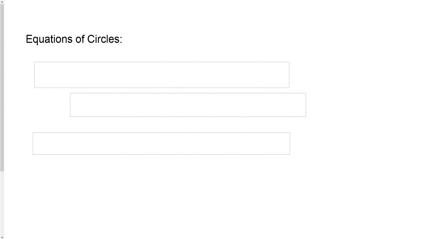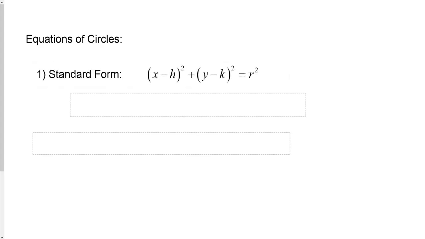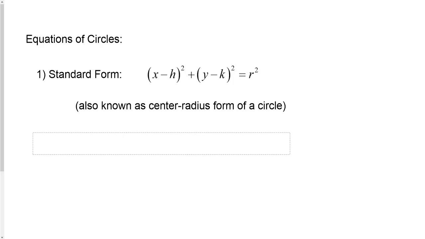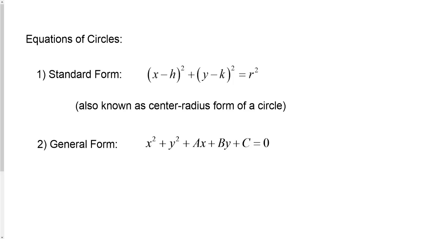There's different equations of circles, but they're all revolving around the same basic equation. So we've identified standard form, and we've looked at that already. That's probably the one you'll work with directly the most. But remember that it is also known as center radius form of a circle. Then there's also general form. General form looks like this: x squared plus y squared plus ax plus by plus c equals 0.